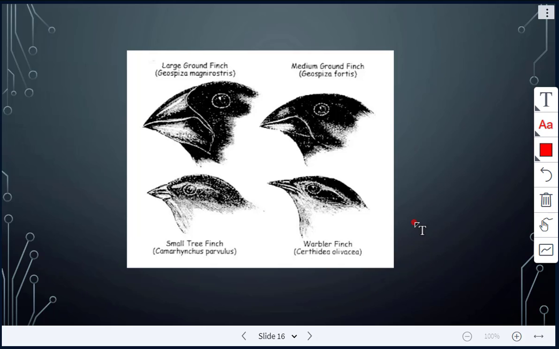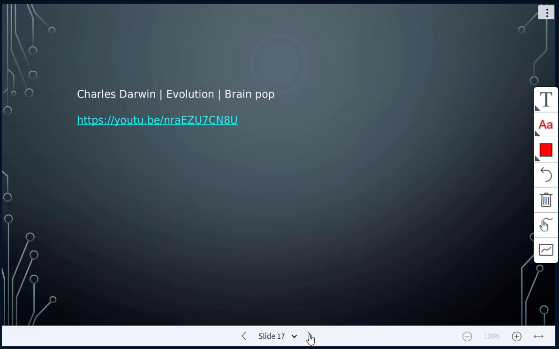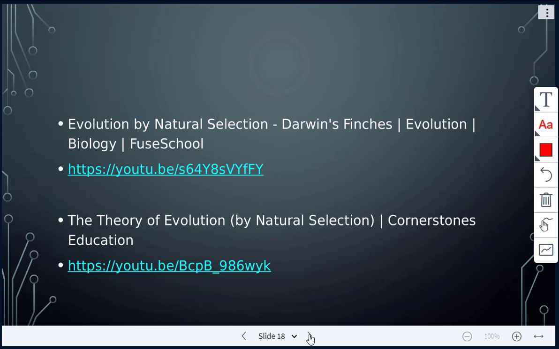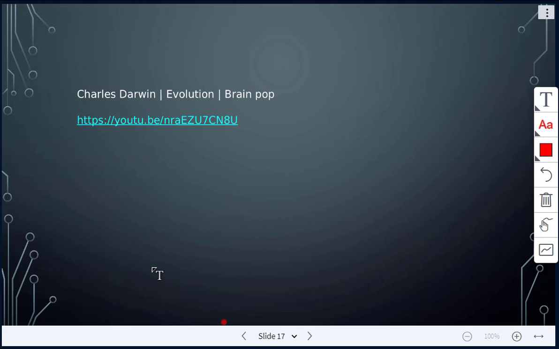All right, so here just looking a little bit more closely at some of these, we have a large ground finch. Notice the beak. A medium ground finch, we have a small tree finch, and then a warbler finch here. All right, so we are going to watch a quick video here on Charles Darwin and the finches. So we'll start with the first one. It is a BrainPOP video. Eventually we will have the app working, so you can watch the video, and then there's usually a short quiz to do as well. We don't have the app working yet, so we'll just start by watching the video.